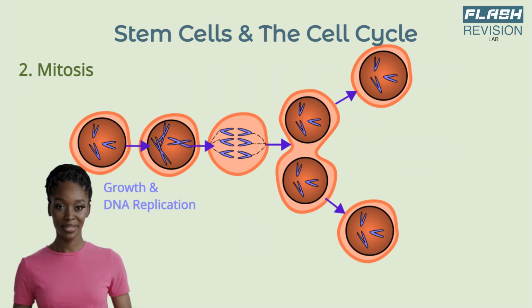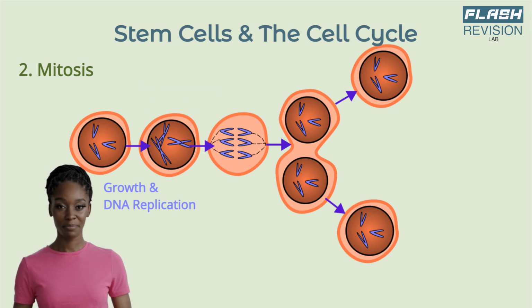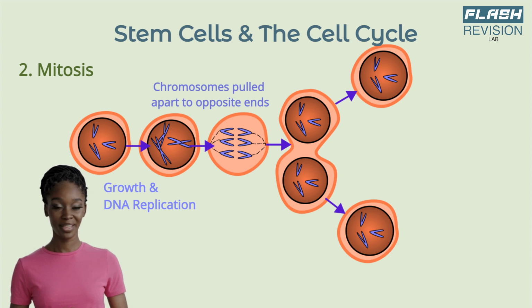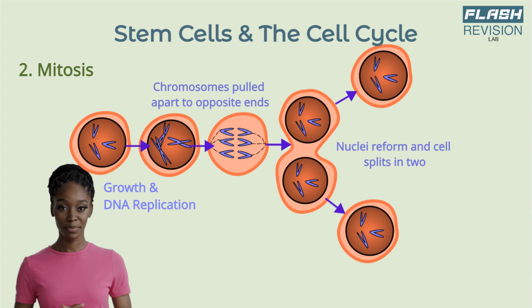The first stage of mitosis involves the nucleus membrane breaking down and the chromosomes getting pulled to opposite sides of the cell. Nuclear membranes then get formed around the new set of DNA, and after that, the cytoplasm and rest of the cell divides, resulting in 2 identical daughter cells being formed.